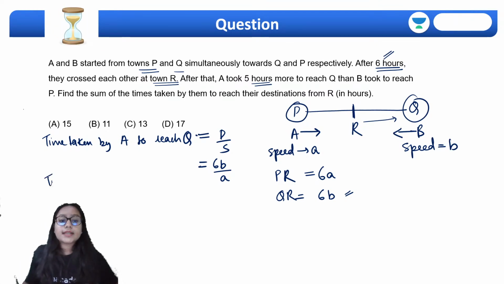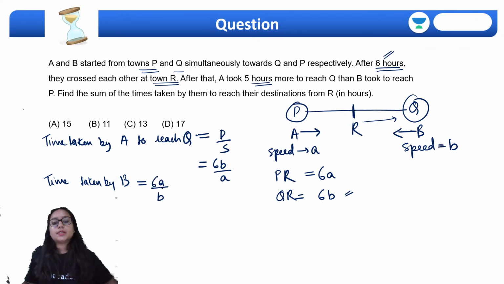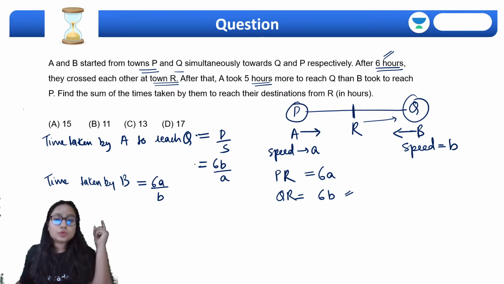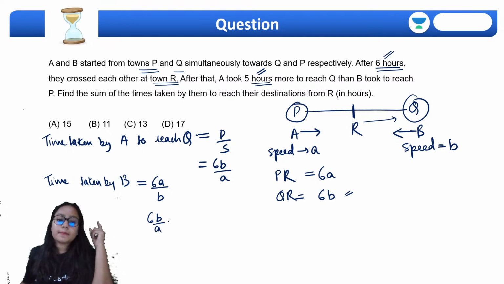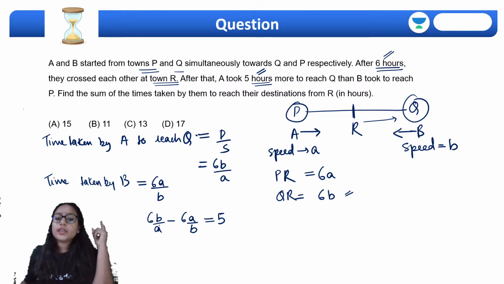Okay, and what is the time taken by B? Time taken by B is given by, again, distance upon speed. What is the distance? Distance is equal to 6A. Speed of B is B. So this is the value. Now it is given the difference in these two times is equal to 5 hours. So I can subtract them. So I get 6B upon A minus 6A upon B is equal to 5.